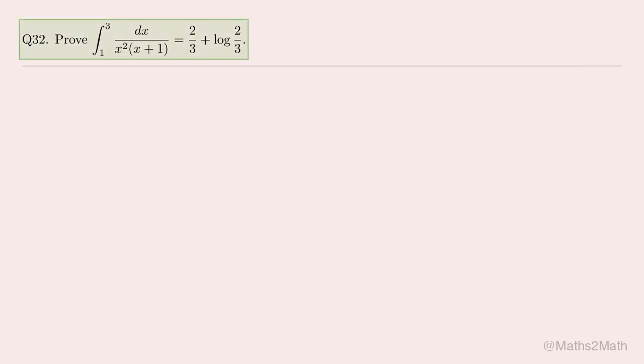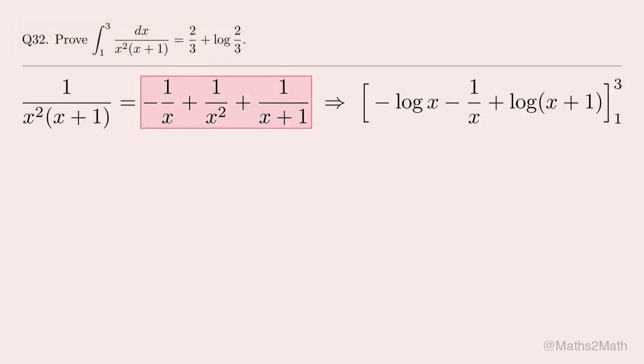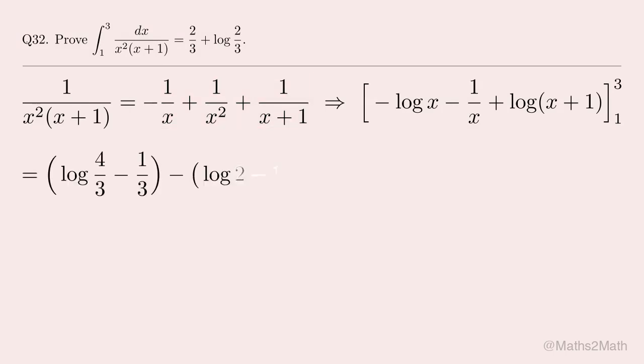Question 32, first proof. Partial fractions with the repeated x. 3 pieces, minus log, reciprocal plus log. The decomposition and its antiderivative. Evaluate the claimed 2/3 plus log 2/3.